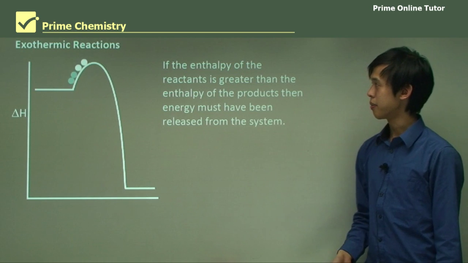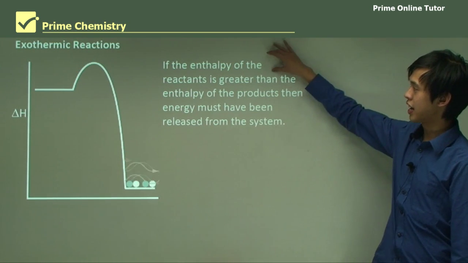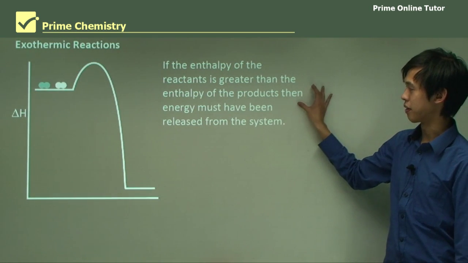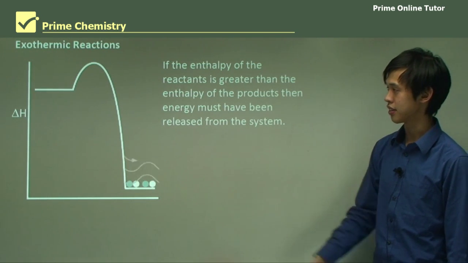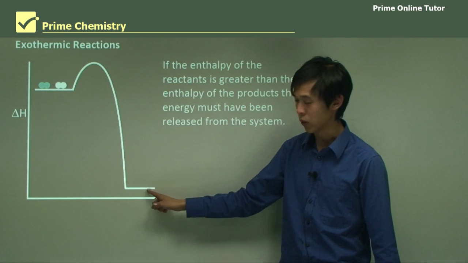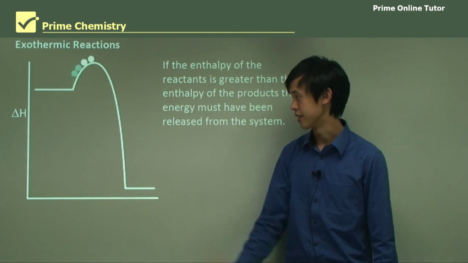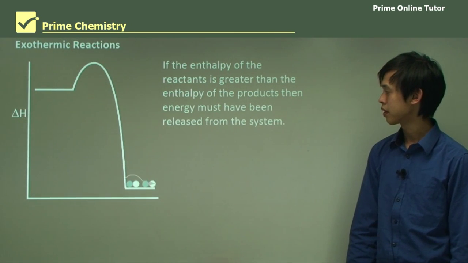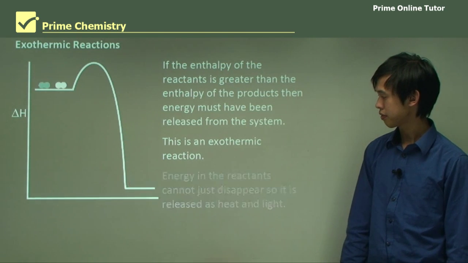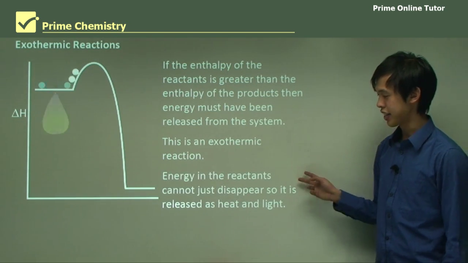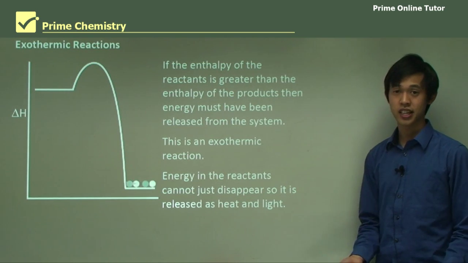Now in an exothermic reaction, if the enthalpy of the reactants is greater than the enthalpy of the products, then energy must have been released from the system. The energy is high there and low here, so energy had to go out of the system. That's what we call an exothermic reaction. Energy in the reactants cannot just disappear, so it is released as heat and light.